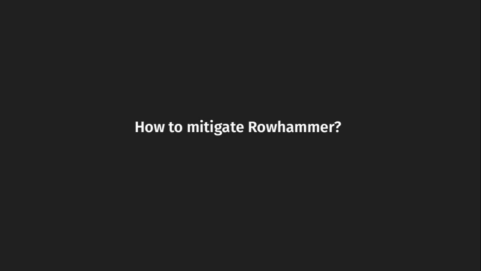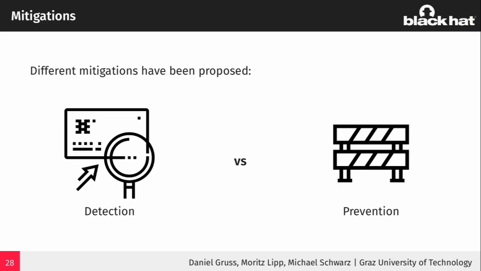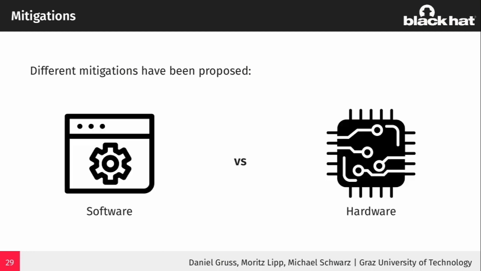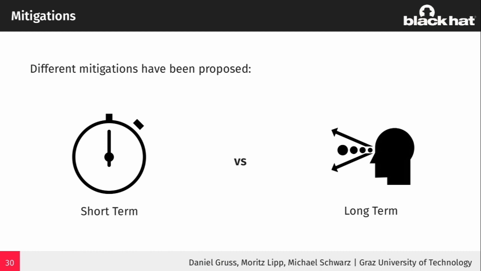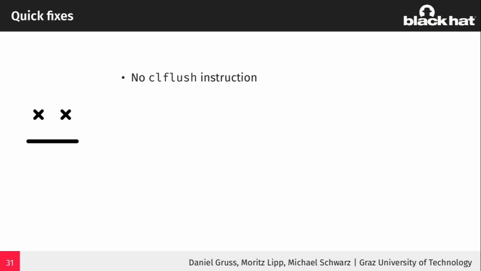So apparently we have a real problem, because we can just induce bit flips, get root privileges, corrupt something different. Can we mitigate that? There were, of course, different proposals to mitigate that. We can distinguish between detecting it and preventing it. Prevention is usually better than that. We can do all the stuff either in software or in hardware, where software is for us easier. And then we can talk about short-term solutions, quick fixes that fix it for some time, or long-term solutions, which are the really good solutions that we then should apply. So can we talk about some of them?